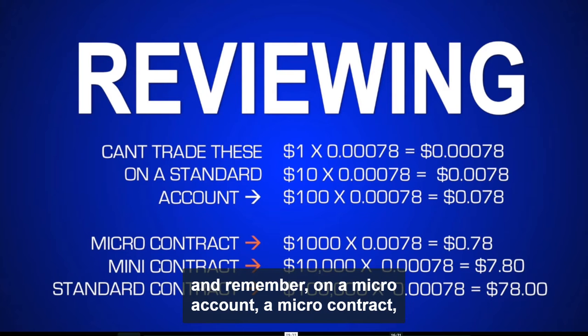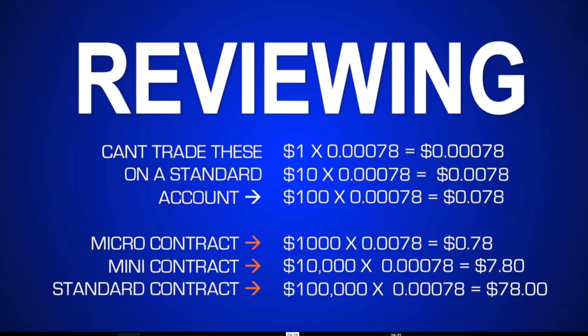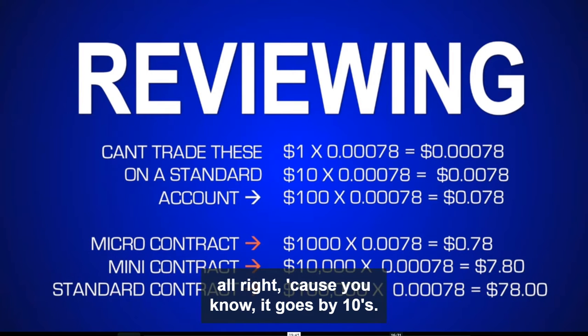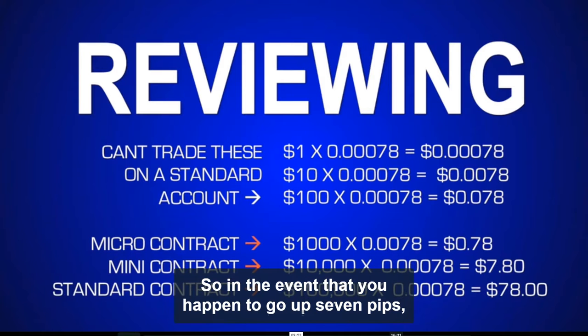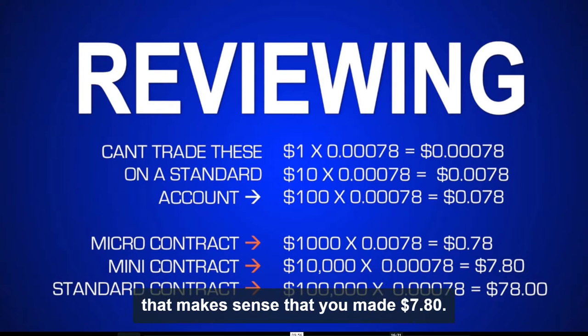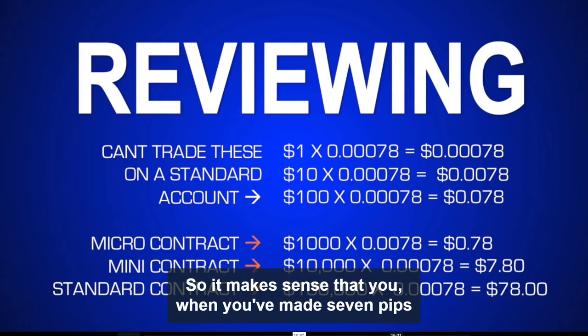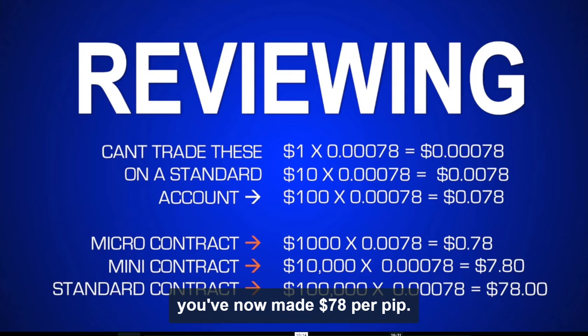And remember, on a micro contract, you can make 10 cents per pip. So in this situation, it makes sense that you made 70 cents, because it goes by tens. You take your 7 pips and you multiply it by 10. On a mini contract, you can make $1 per pip. So in the event that you go up 7 pips, that makes sense that you made $7. Now remember, on a standard lot, you can make $10 per pip. So when you've made 7 pips out of the market, if you take 7 times 10, you've now made $70.